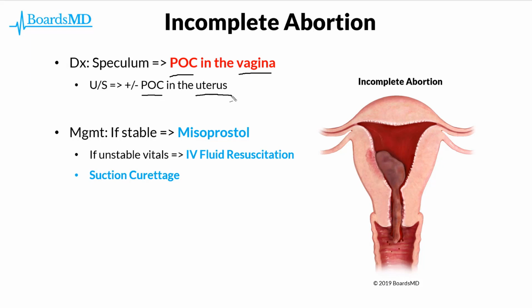As is typical for our management of spontaneous abortion in general, if a patient with an incomplete abortion is stable, then we can proceed with medical therapy, including misoprostol along with mifepristone. However, if the patient is unstable, then we can ultimately give IV fluid resuscitation and proceed with a suction curettage in order to remove the remaining fetal contents and prevent potential progression to septic abortion and other complications.